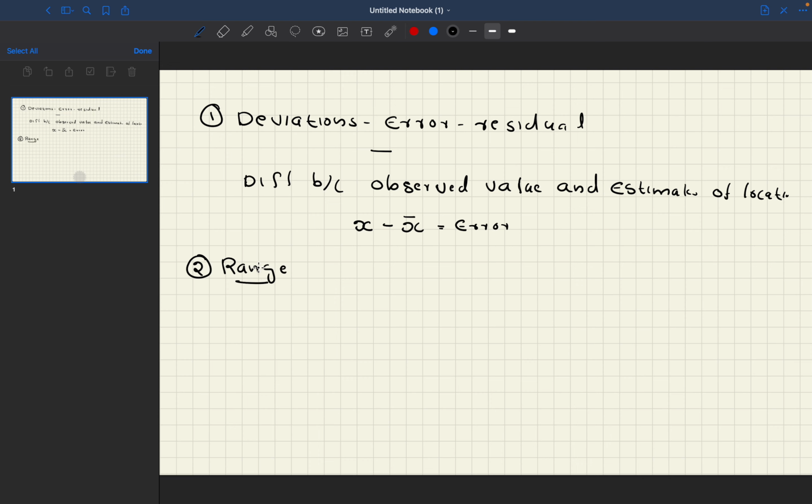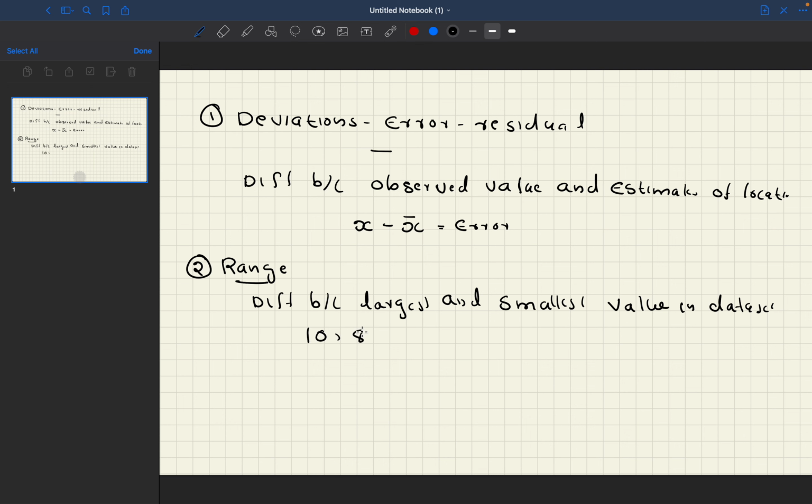The range is the difference between the largest and the smallest values in a data set. Consider a data set: 10, 8, 5, 6, 2 and 1.